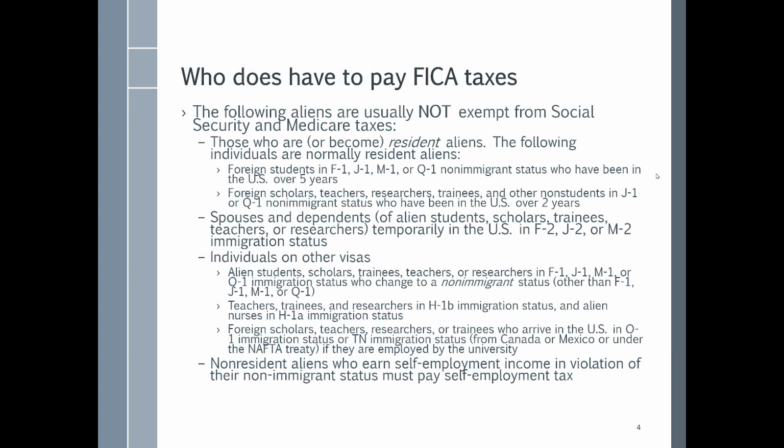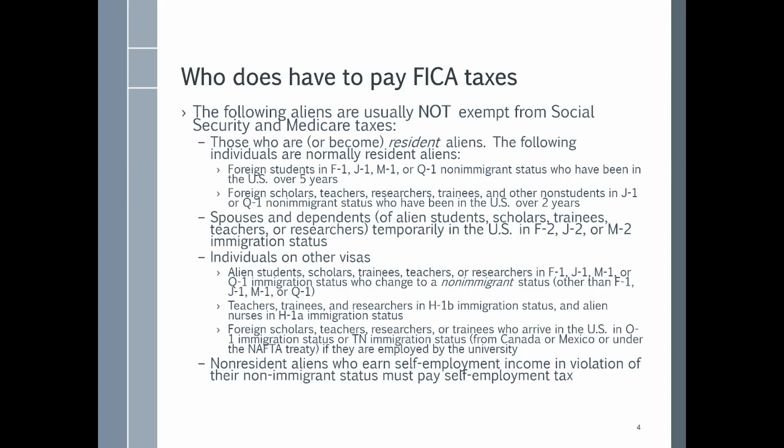All right, so people that do have to pay FICA taxes are people that are resident aliens. So if you're an F1 student and you are a non-resident alien, you don't have to pay those taxes. But as soon as you become a resident alien, you start having to pay those taxes. Likewise, spouses and dependents, so F2, J2, M2s, those all do have to pay FICA taxes no matter whether they are residents or non-resident aliens.